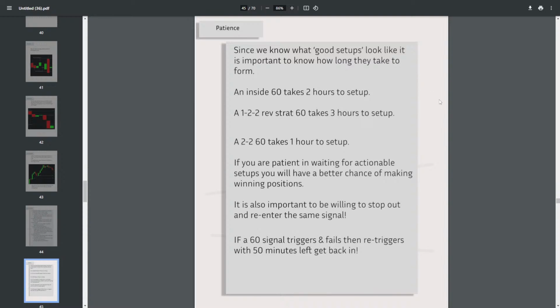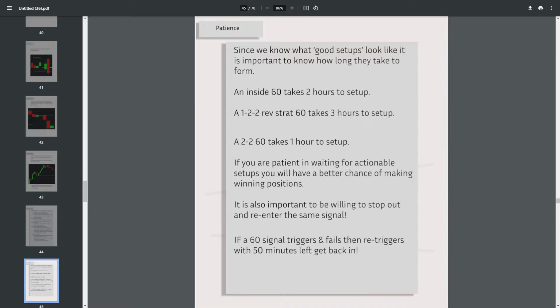The other thing here is patience. So since we know what a good setup looks like, an actionable signal, right? It's important to know how long they take to form. And inside 60 technically takes 2 hours to set up, because you have the 2 and then the 1 on a gapper trade.